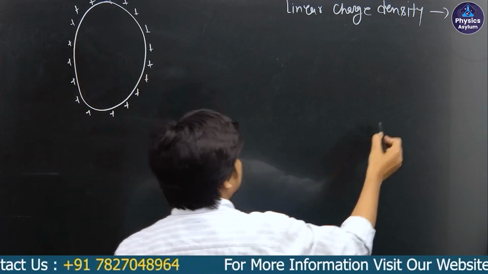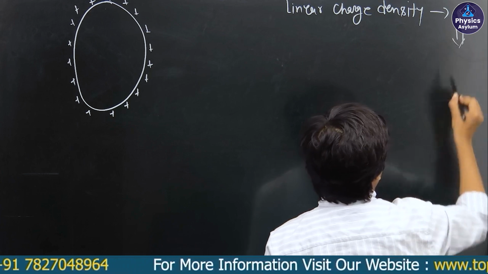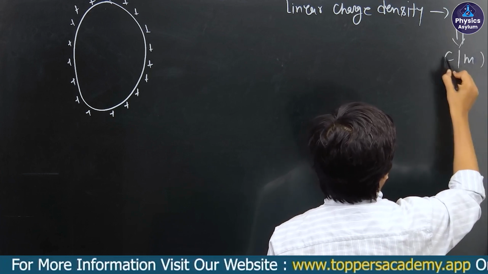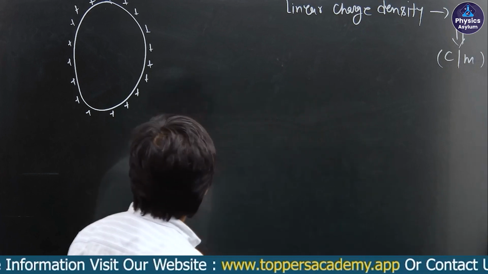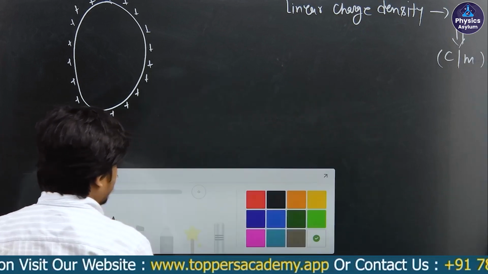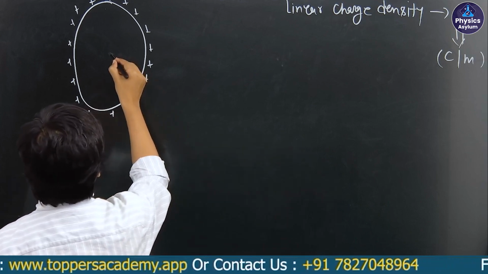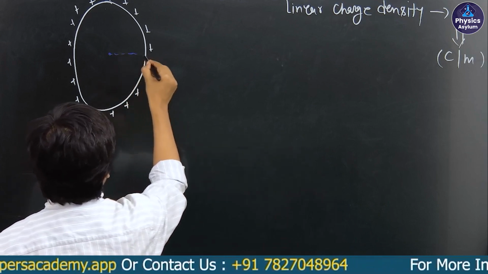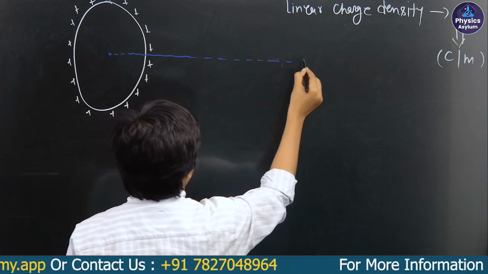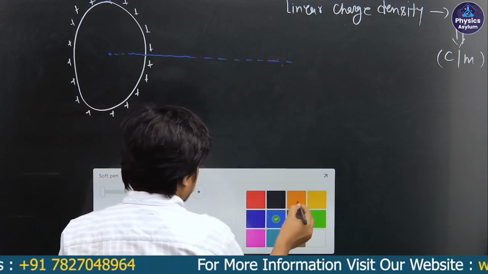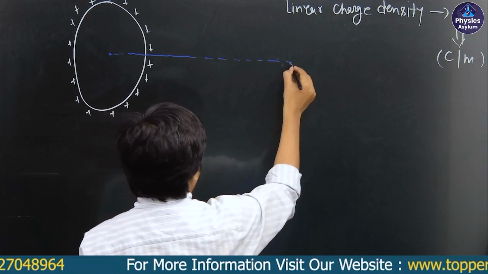So what units does this lambda have? It is Coulomb per meter. Now we want to obtain the electric field at its axis, at a point, let me take that point as P.